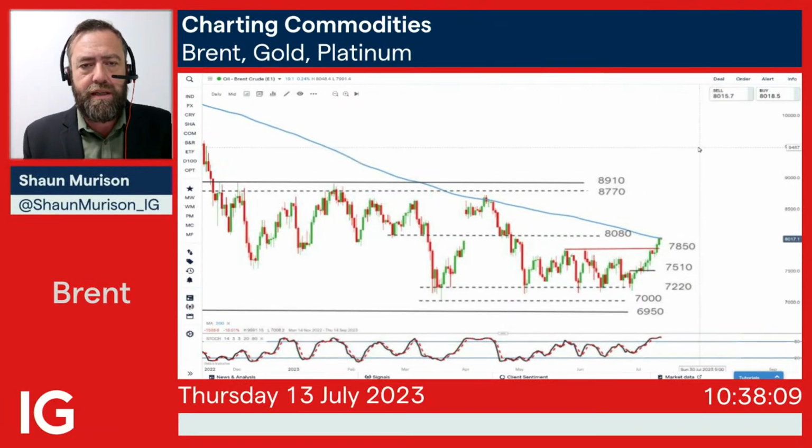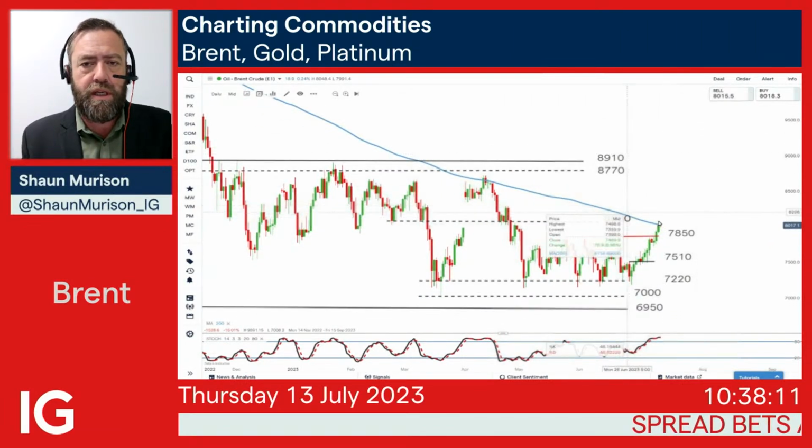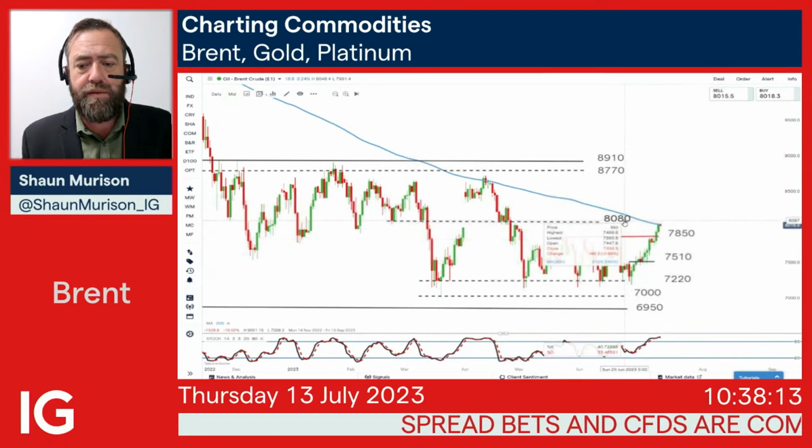Moving over to some commodities, starting off with Brent crude. Now we are testing resistance of both that 200-day simple moving average and the 80-80 level.